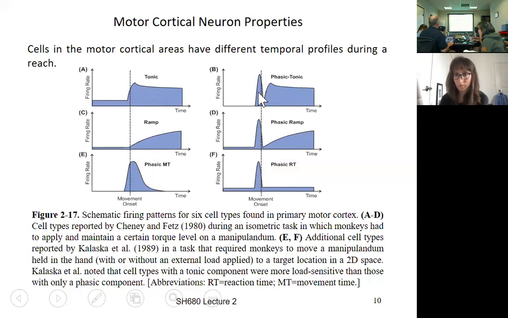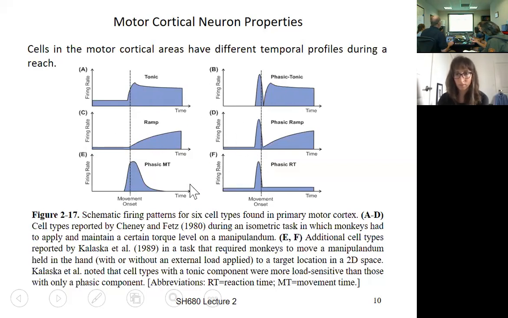They call them onset because they only come up very quickly at the very beginning of the movement, and they're off then. So a basic one is called the phasic reaction time cell, which starts in the reaction time and ends early when the movement starts. But then there are combinations, so phasic ramp, a cell that has a bump of activity, but then it goes back down and does more of a ramp thing, and a phasic tonic, and so forth.